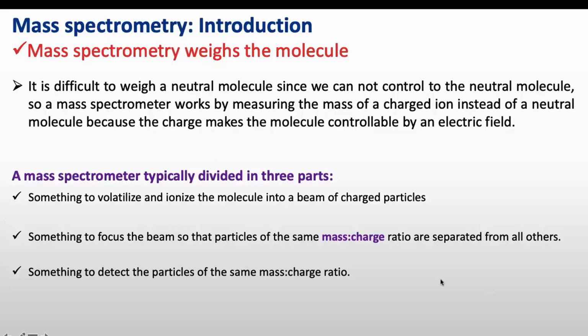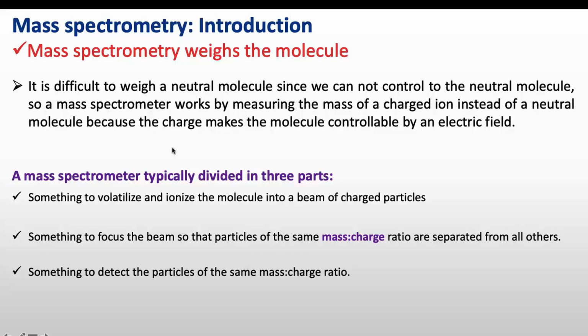So mass spectrometry weighs the molecules, but it is difficult to weigh a neutral molecule since we cannot control neutral molecules. So a mass spectrometer works by measuring the mass of a charged ion instead of a neutral molecule, because you can control charged ions, but you cannot control neutral ones. Charged ions we can control using an electric field.